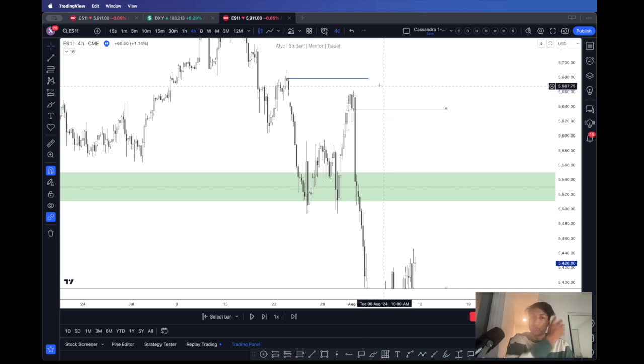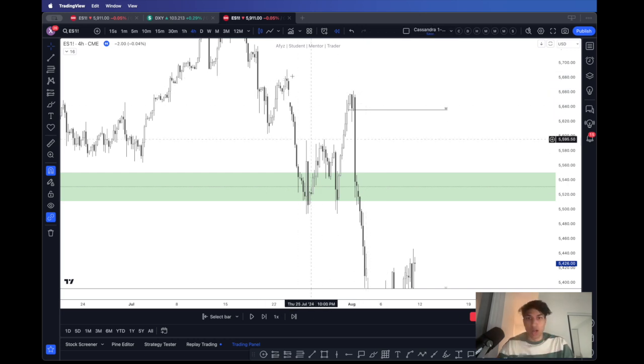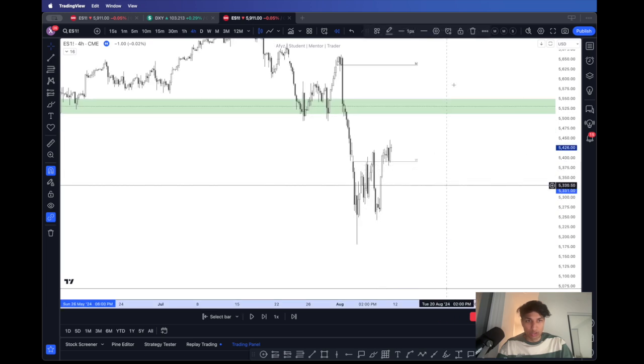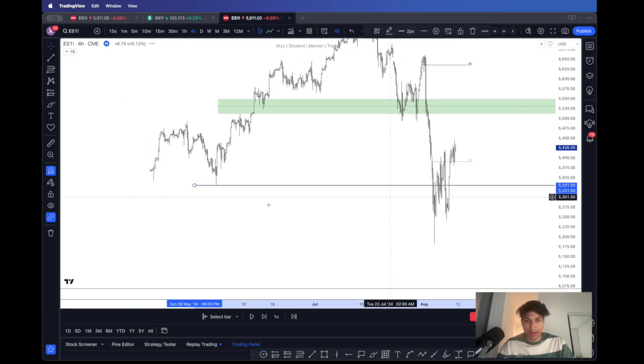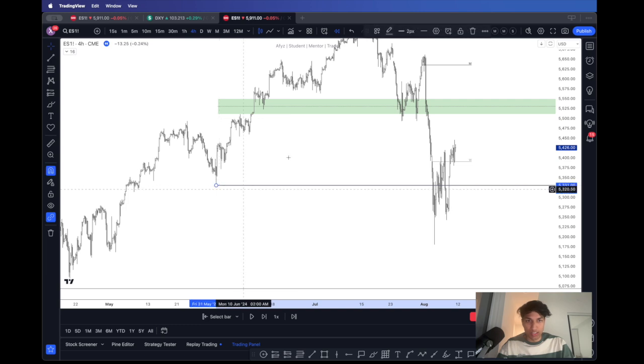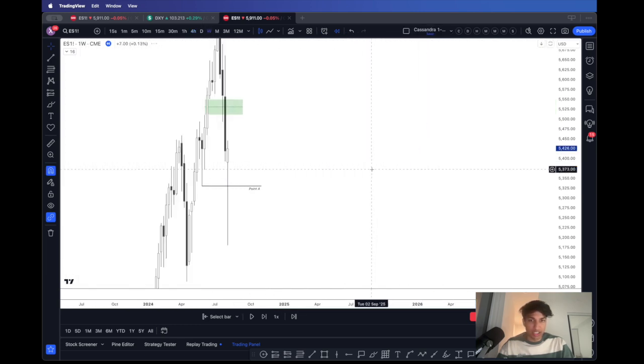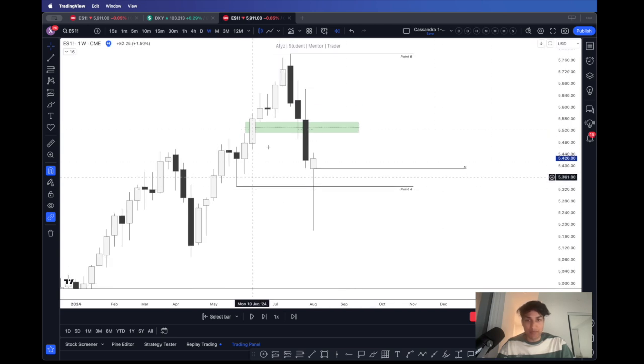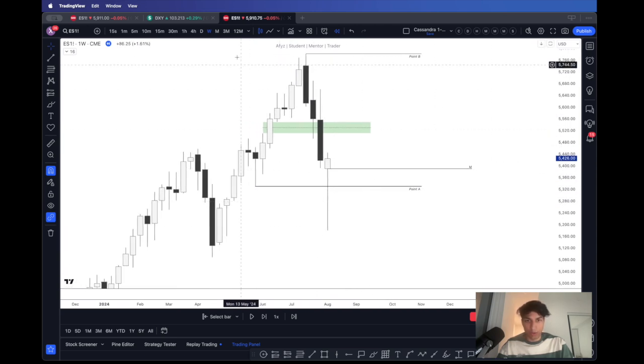So because we do not shift delivery state, we do not get a market structure shift above this high, we now know that our draw on liquidity is this swing low. This was the swing low on the weekly chart that created these two imbalances, and as you can see, price comes back into it. Okay?